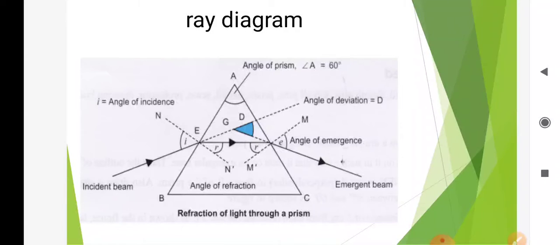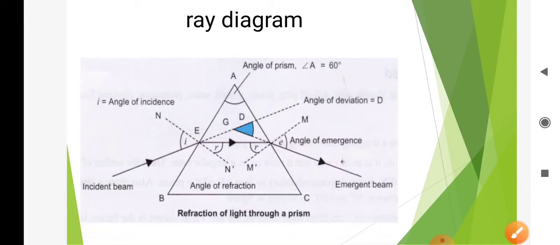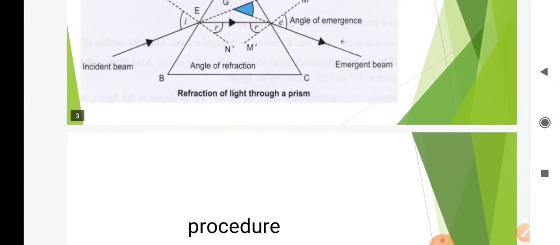To find out that angle of deviation, what to do? We have to extend the emergent beam in the backward direction, and we have to extend the incident beam in the forward direction. When they meet at one point, this angle we call the angle of deviation. So this is about the ray diagram of the prism.